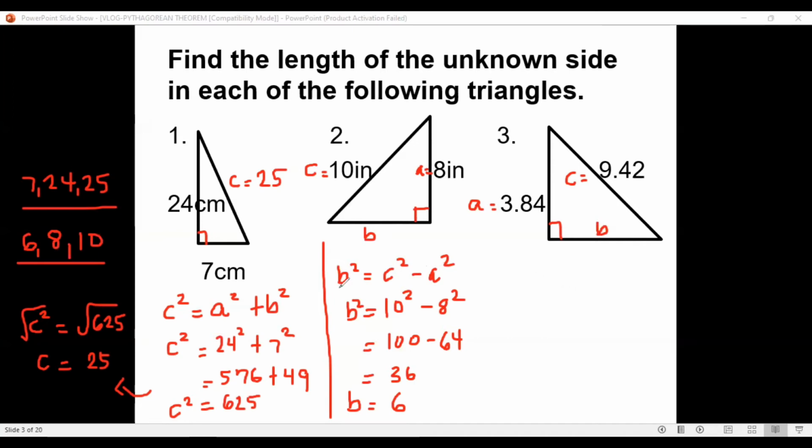So again, we are following the formula. B squared is equivalent to C squared minus A squared. Therefore, we will now have B squared is equal to 9.42 raised to the second power minus 3.84 raised to the second power.